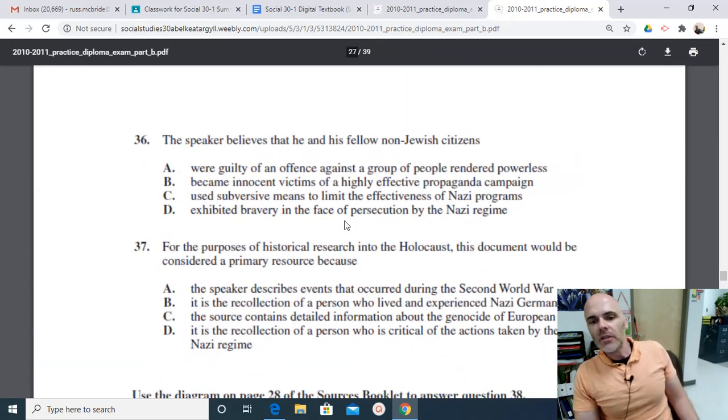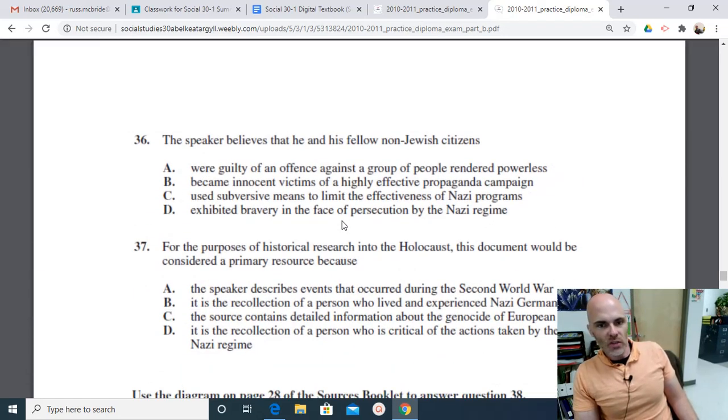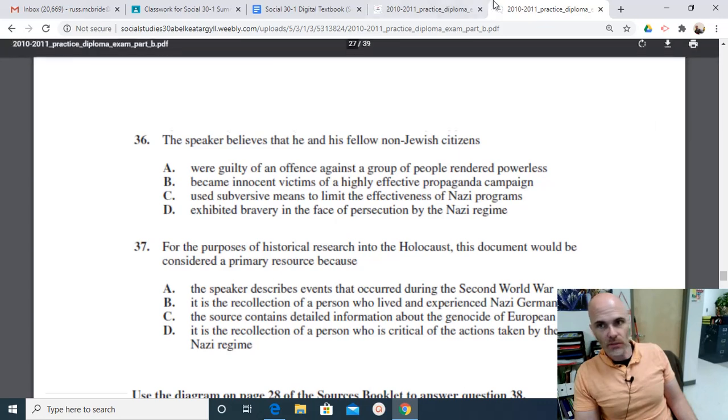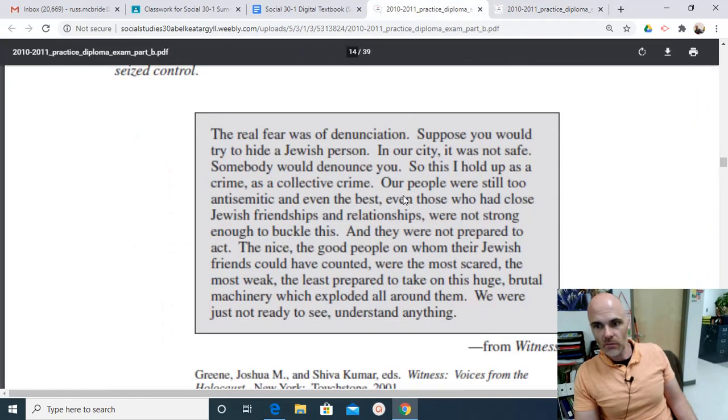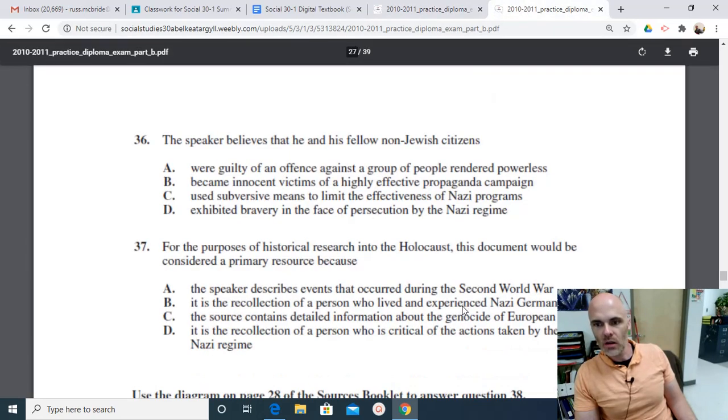The speaker believes that he and his fellow non-Jewish citizens were guilty of an offense against a group of people rendered powerless. He said it was a collective crime, right? So this I hold up as a crime, as a collective crime. A crime against who? The Jewish people that were rendered powerless.